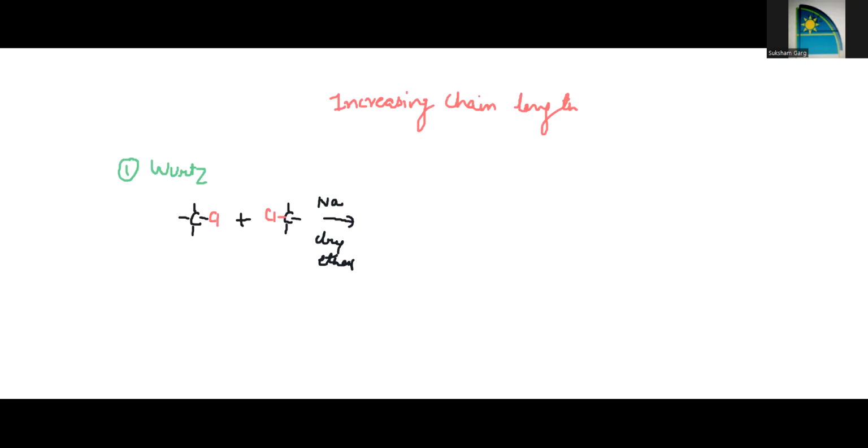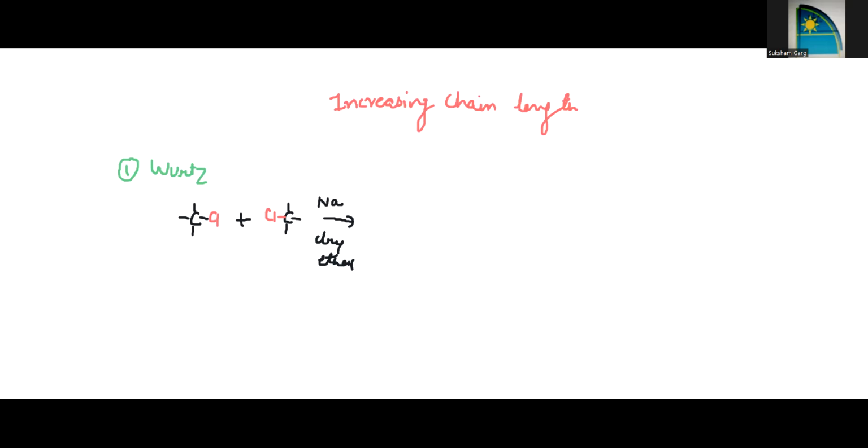Today we are going to learn how to do organic chemistry conversions. Usually we categorize the conversions into three different categories. The first category is the conversions in which we are increasing the carbon chain length. One of the methods used for doing that is called Wurtz reaction. The speciality of Wurtz reaction is that it will double the number of carbons from where you start.